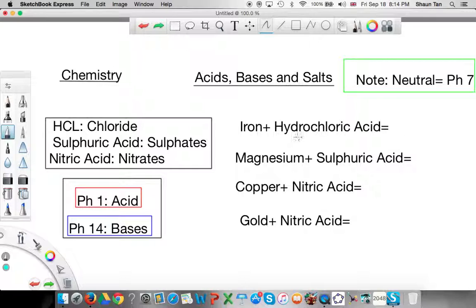The first question says iron and hydrochloric acid. Iron is quite far down in the reactivity series, but that doesn't mean it will not react with any acid. We need to look at the hydrochloric acid as well. Now we're dealing with chlorides, so we circle the chloride, because we're doing hydrochloric acid. So the answer to this is iron chloride.